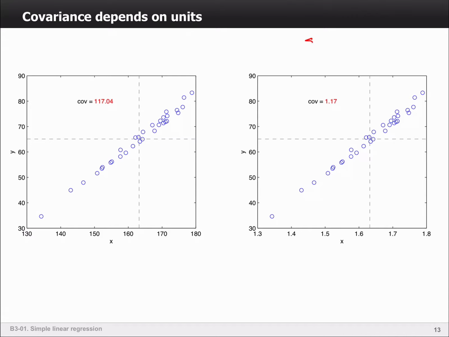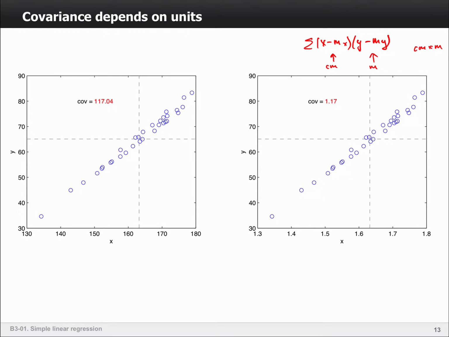You remember that covariance is when you take a sum of x minus mx times y minus my. So this is the value in units of x, and this is the value in units of y. For example, if x is in centimeters and y is in meters, the covariance will be centimeters times meters. So it depends on the units. And the point is, if you change the units, you don't change the data. You just divide by a constant or multiply by a constant, but you change the covariance.